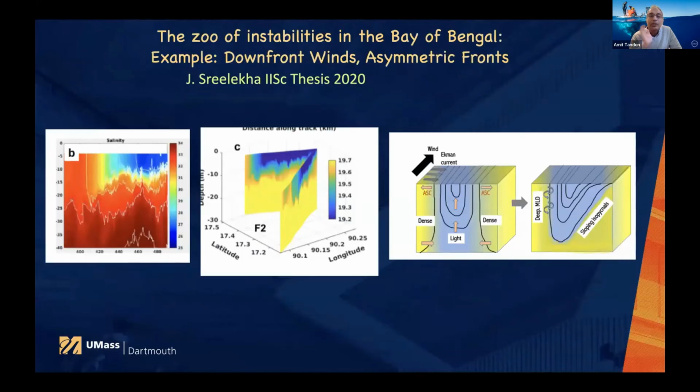So I wanted to talk about the Bay of Bengal examples, and here is an example from Srilekha's thesis. I think this is being prepared as a paper by Srilekha, Debasis, myself, and others.